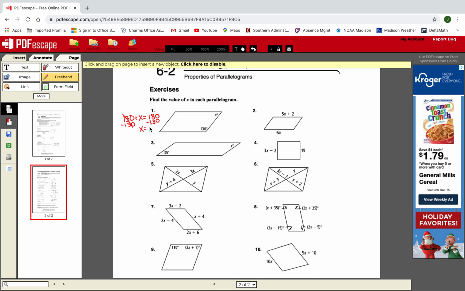Okay, so 180 minus 130 is in fact 50. So I really could have just looked at this figure and said, wait a minute, 130 from 180 is 50, so I know that this other angle here is 50, which is true.